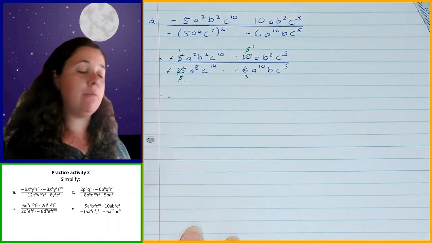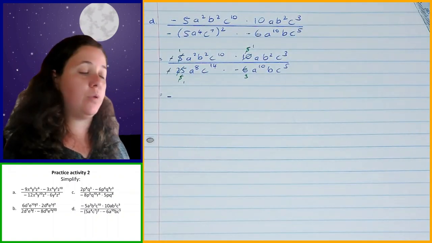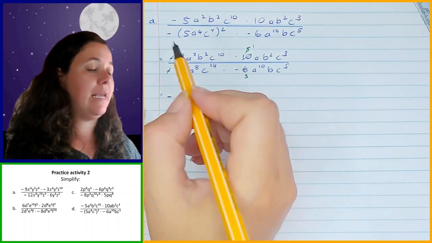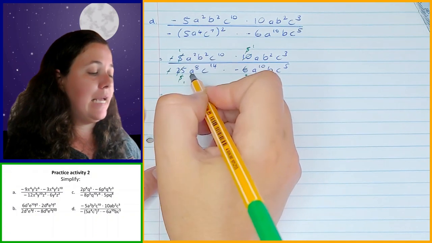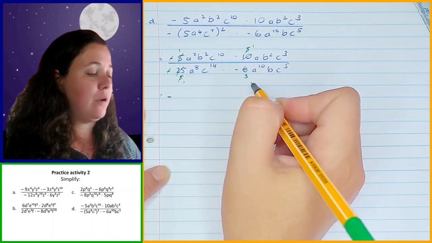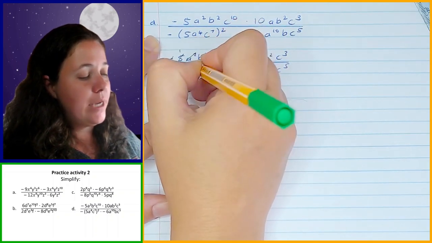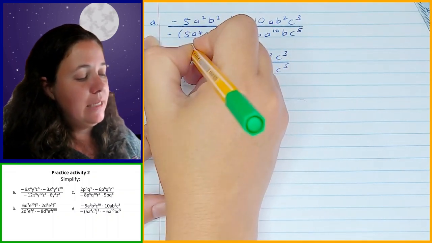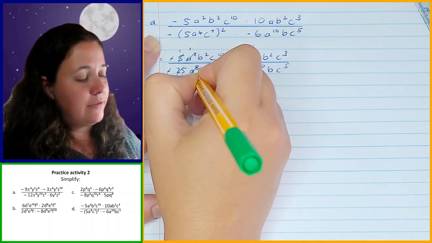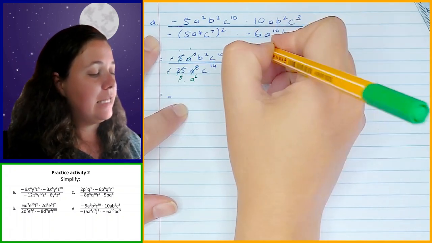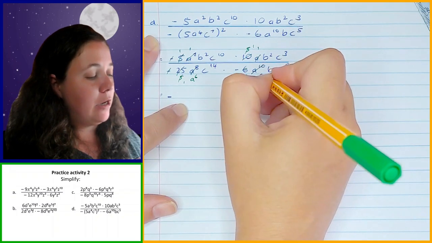Okay, so now I've done my coefficients. There's nothing else I can do with those. Now I'm going to go on to my variables in alphabetical order, so let's go through the a's first. A squared and a to the power of 8, and here I've got a and a to the power of 10. Okay, so I'm going to simplify this first. A squared and a to the power of 8, that gives me 1 and a to the power of 6. And over here, I've got a and a to the power of 10. That gives me 1 and a to the power of 9.